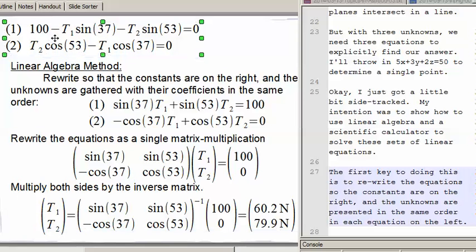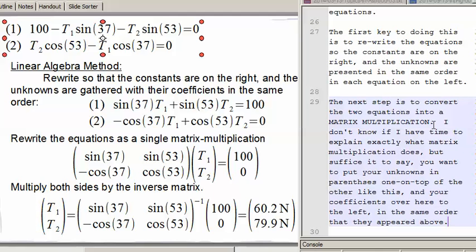You see up here we've got the constant 100 over on the left. We've moved that 100 over to the right and then made sure that the t1 and t2 are on the left-hand side, t1 and t2. Same thing with the second equation. There was no constant, it's just 0, so that 0 came down. But then we made sure that the t1 and the t2 were in the same order as the other equation. So t1, t1, t2, t2.